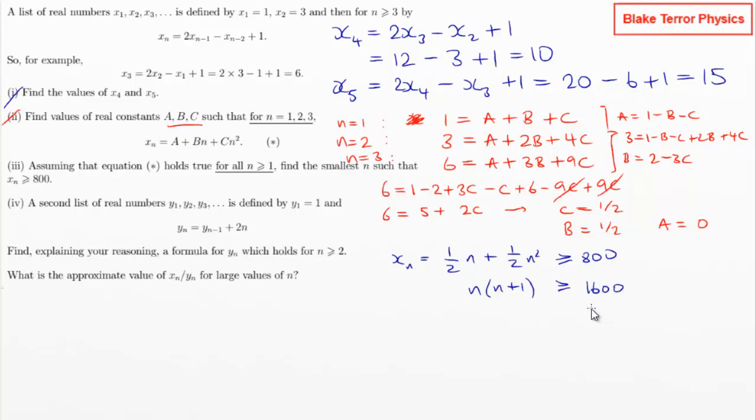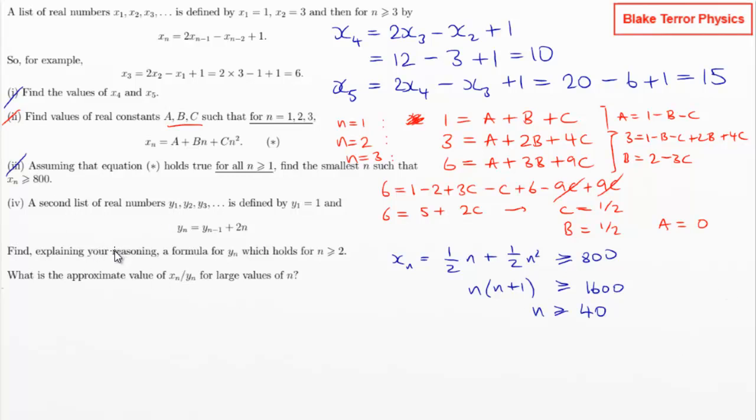Well, 1600 is 40 squared. So if n is 40, then we're fine. If n is 39, then we're not, because we'd have 39 times 40, which would be less than. If n is 40, we've got 40 times 41. So n is going to have to be greater than or equal to 40. Okie dokie.